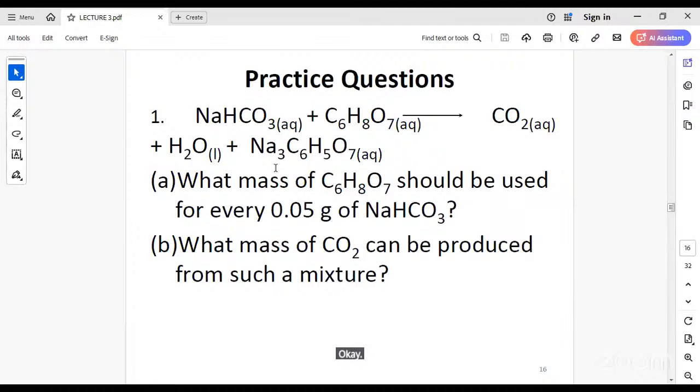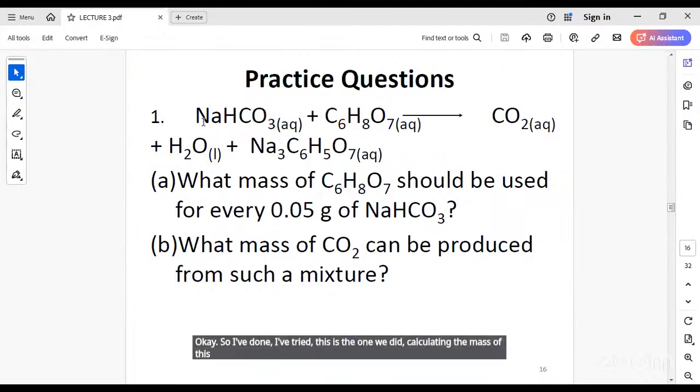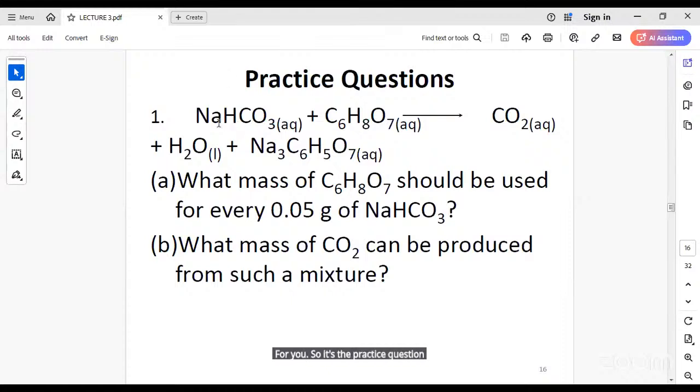So I've tried, this is the one we did, calculating the mass of this, of course, by balancing the equation. It's supposed to be a practice question. That was why I did not balance that equation here, but I had to balance it for you. So it's a practice question, so we'll be able to do this, balance the equation.